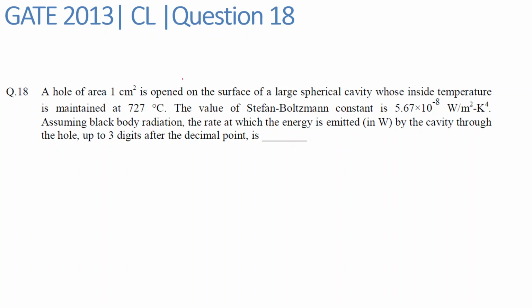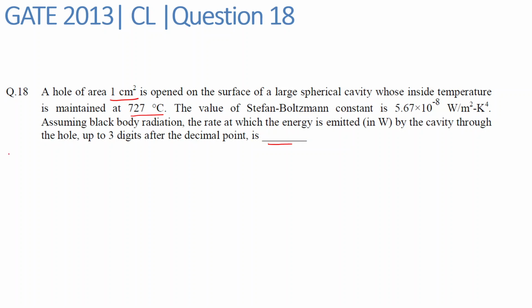So let's look at question number 18 from GATE 2013. In this question we have been given a hole of area 1 centimeter square opened on the surface of a large spherical cavity whose inside temperature is maintained at 720 degrees Celsius. The value of the Stefan-Boltzmann constant is 5.67 into 10 raised to minus 8 watt per meter square Kelvin raised to 4. Assuming black body radiation, the rate at which energy is emitted in watt by the cavity through the hole, up to 3 digits after the decimal point, is dash.